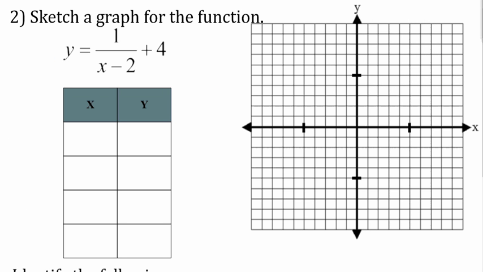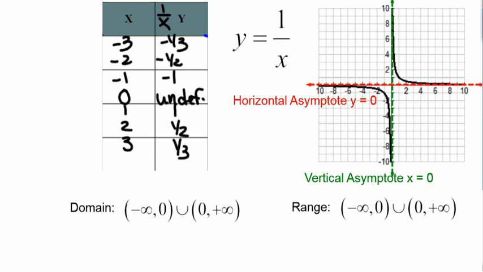Let's try another function. Again, we want to compare this to our original parent function. So we've got y equals 1 over the quantity x minus 2, plus 4. Again, the first step is to look to see how many transformations are occurring and do they impact the inputs or outputs. So again, we're comparing this to our parent function, which is 1 over x. As you can see that there are two transformations happening.